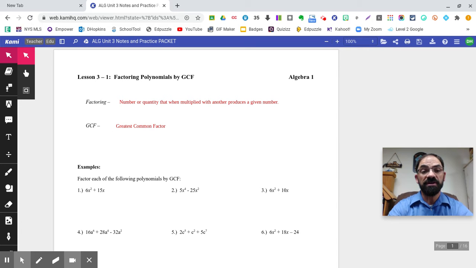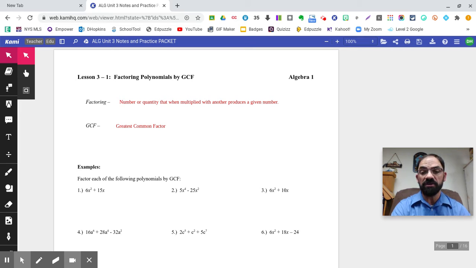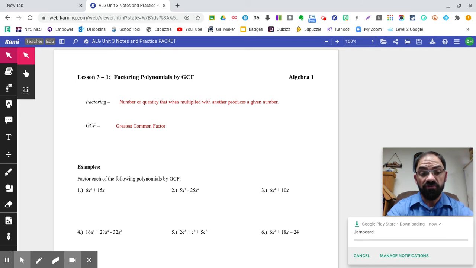So remember, factoring is a number or quantity that, when multiplied with another, produces the given number or the outcome. And GCF is the greatest common factor. So that is the biggest number that goes into each monomial or each part. So this first example says factor each of the following polynomials by GCF. So what is the biggest number that goes into both 6x squared and 15x? Well, the biggest number that goes into 6 and 15 is 3.